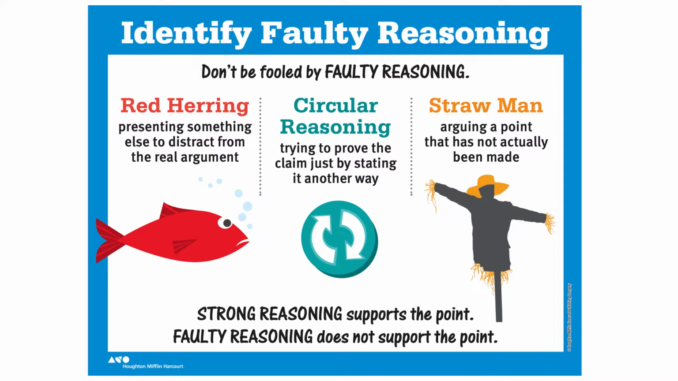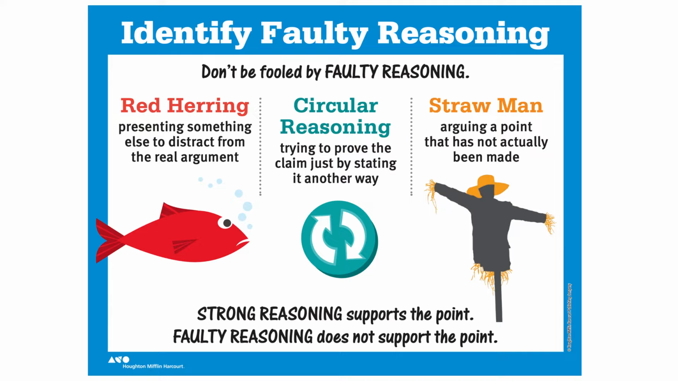As you analyze argumentative text, you also want to identify any faulty reasoning that the author presents. Faulty reasoning makes an argument weaker and includes things like a red herring technique, which is when you present something that distracts from the real argument. Circular reasoning, which is trying to prove the claim by just restating it another way. Or a straw man argument, which is when the author brings a point into the argument that really isn't actually made.